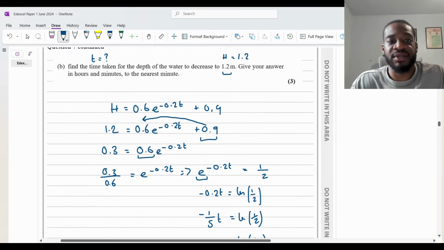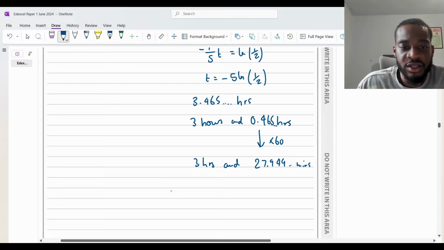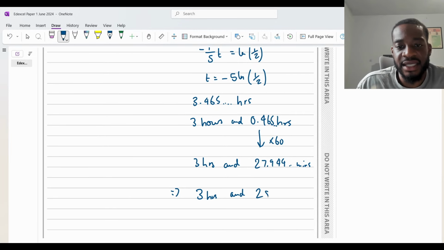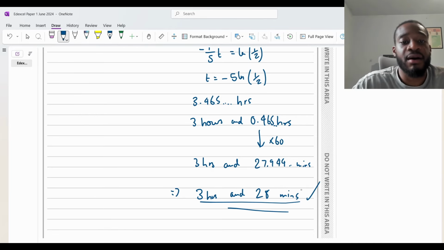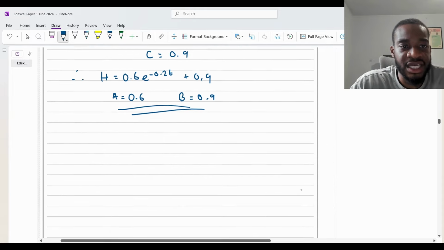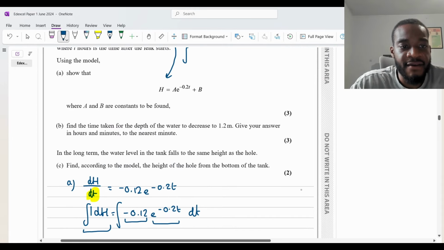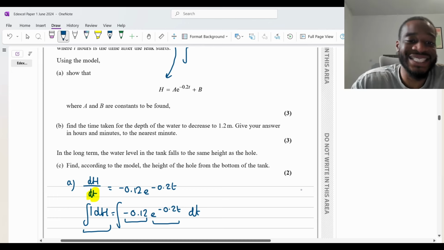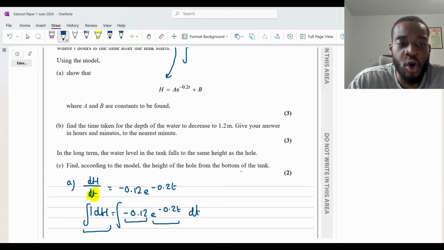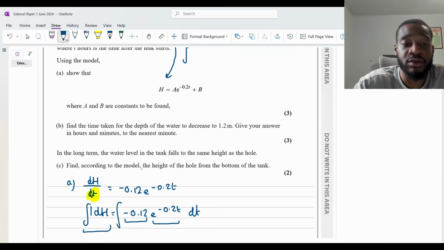They wanted it to the nearest minute, isn't it? So that's just going to be 28. So therefore, your answer is going to be 3 hours and 28 minutes. And that is it for part B. Now let's do part C. Where is part C? There. In the long term, the water level in the tank falls to the same height as the hole. Find, according to the model, the height of the hole from the bottom of the tank.